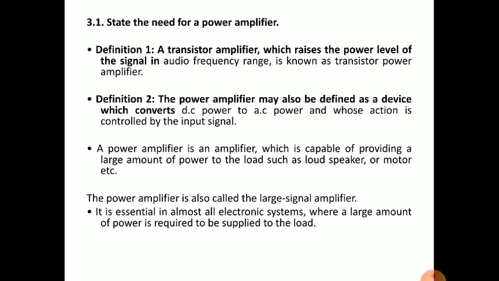That is the first definition. If you see the second one, it is defined as which converts DC power to AC power and whose action is controlled by the input signal. Actually, this is the accurate definition, because the DC power which is supplied to the amplifier through bias voltages actually converts into the AC power. That's why we get power increase compared to the input signal power.